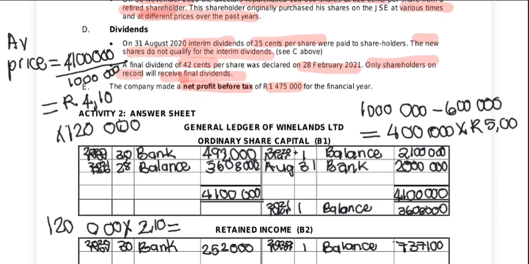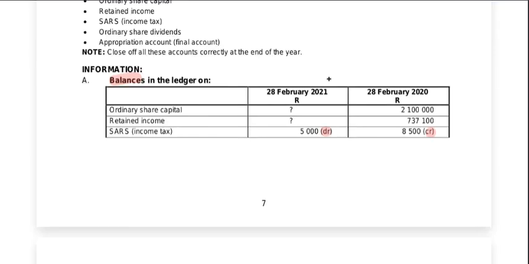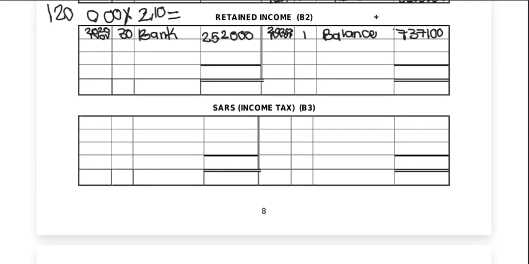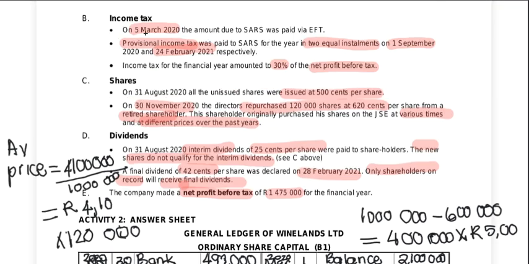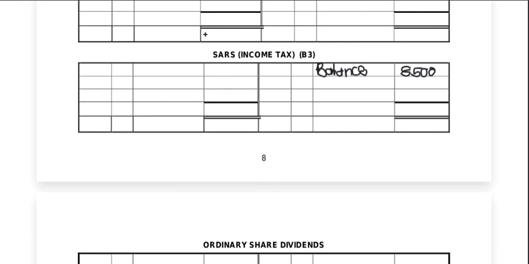We have the SARS income tax. We had a credit balance of 8,500. So let's start with that. I'm going to leave the dates out for now because it's taking too long to write down. But it's important that you have your dates, especially if they say that in the required. So 8,500. That was at the beginning of the year. And then we were told we paid that back on the 5th of March. The amount due to SARS was paid via EFT. So bank 8,500, opposite side.